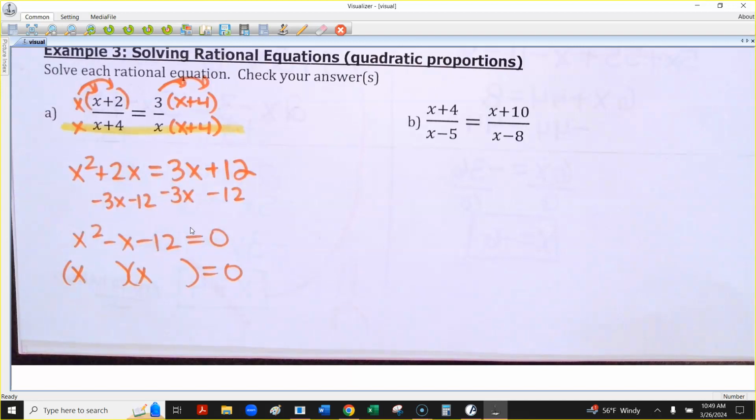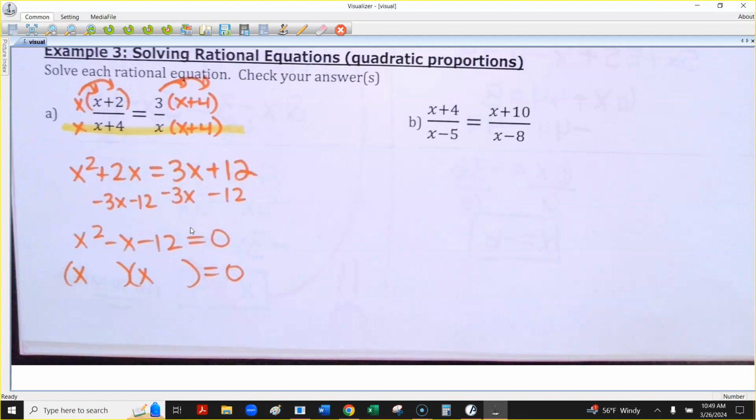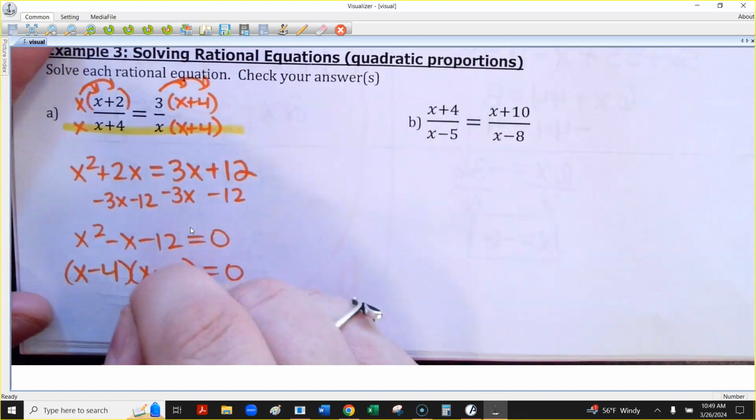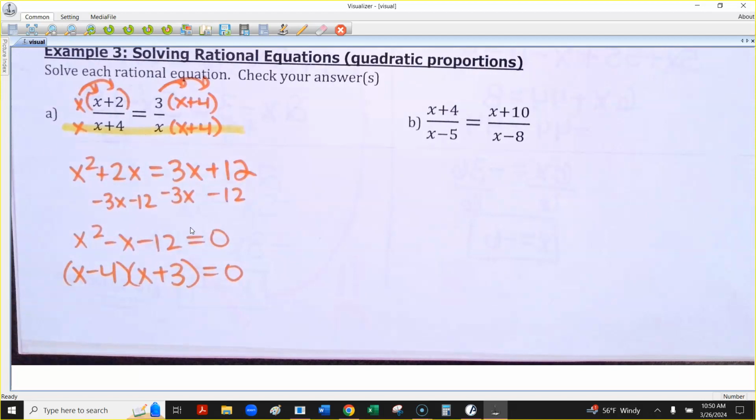Say that one more time. That's not going to give me negative 1. I got negative 4, positive 3. That'll work. Negative 4 times 3 is negative 12. Negative 4 plus 3 is negative 1.